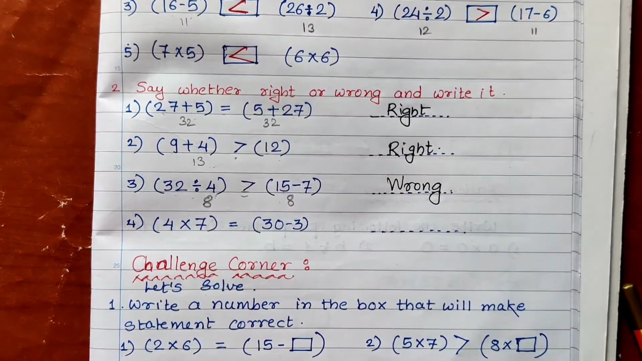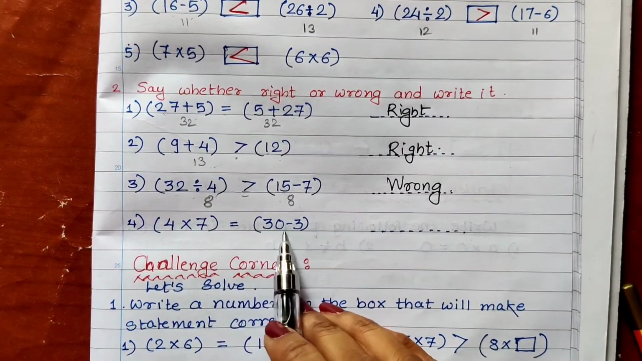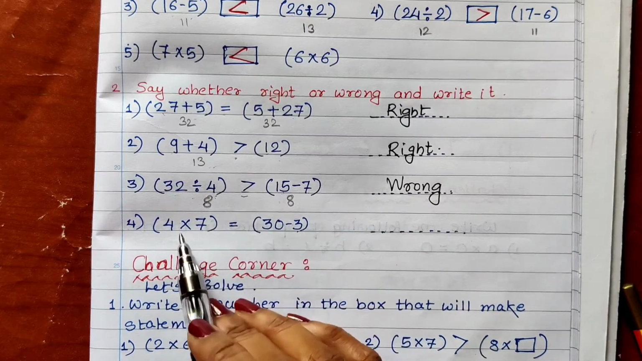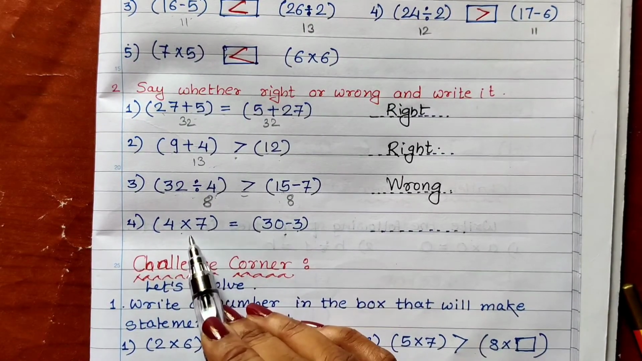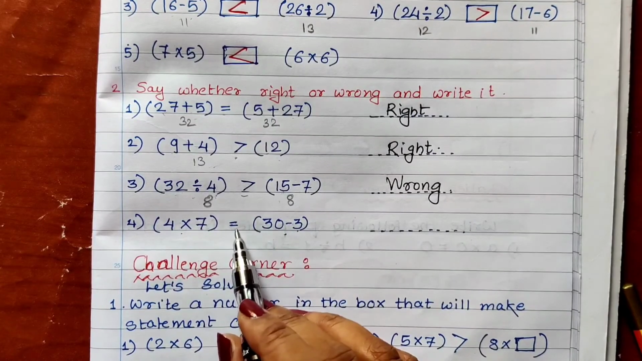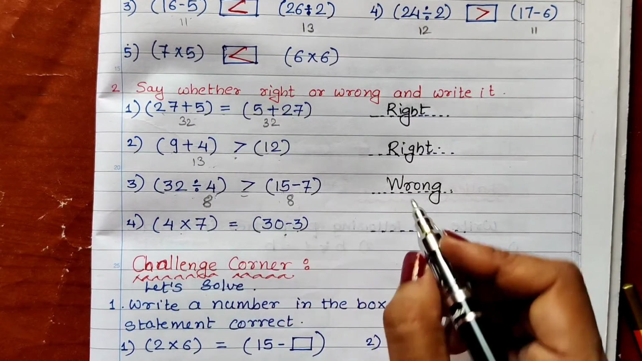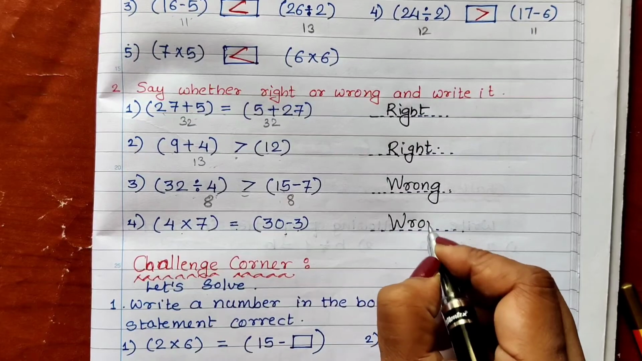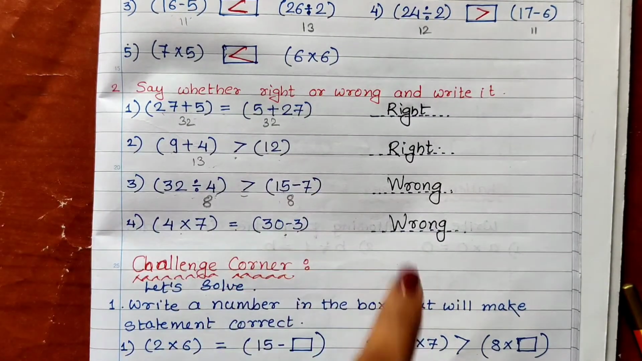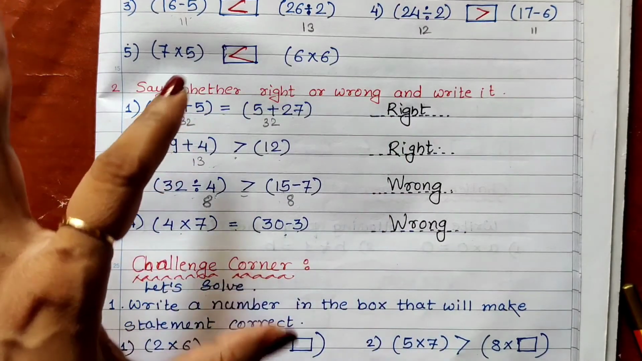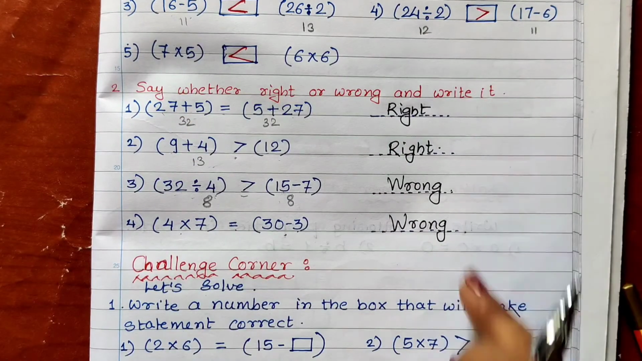Next, 4 7s are 28 and 30 minus 3 is 27. This is 28 and this is 27. They are not equal. 28 is bigger than 27. So they have put the equal to sign wrongly. So it is wrong. Okay. So in this way you have to check the answers on both sides and see whether it is correct or wrong and write down your answer.